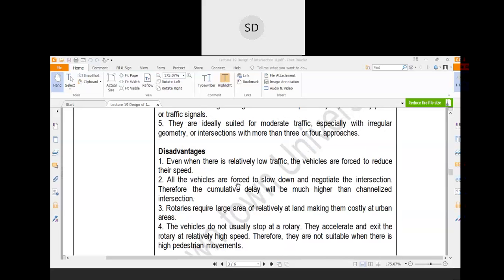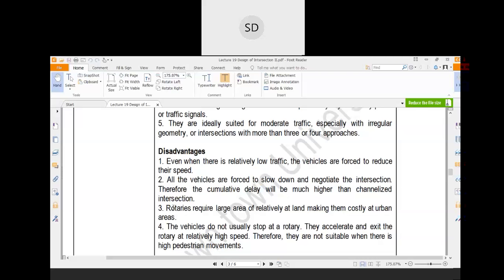Now there are some disadvantages of the rotary intersection. Even when there is relatively low traffic, it is always expected that the speed of the vehicles would be higher. But because of the rotary intersection, even if there is a considerably lesser number of vehicles, all these vehicles are forced to reduce speed. Now, all the vehicles are forced to slow down and negotiate in the rotary intersection, therefore the delay cost in the rotary intersection would be higher than other types of intersection.